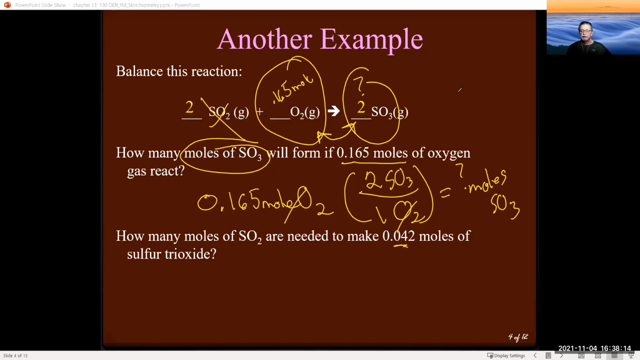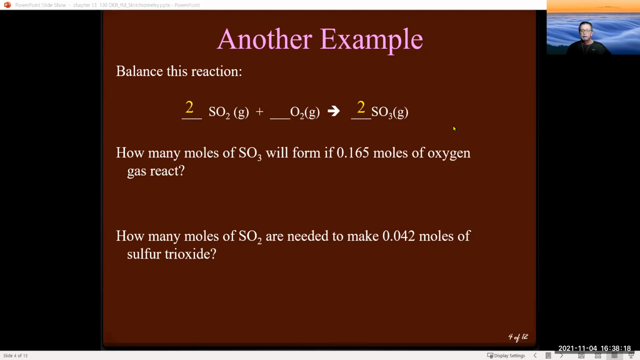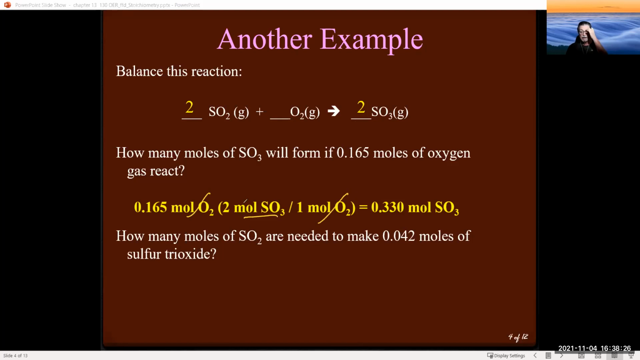All right, so for the next question, let's clear that up. Put that in here, and you can see that moles of O2 cancel, leaving us with moles of sulfur trioxide. So if I start off with 0.165 moles of oxygen, I'm going to make twice that amount of sulfur trioxide, 0.330.